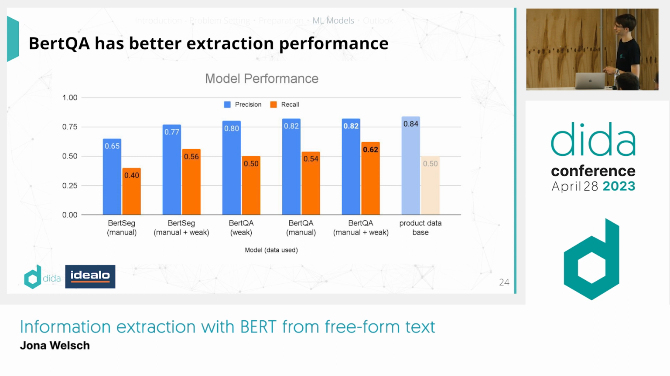Maybe look at the numbers here to the right. The numbers here to the right are not an actual machine learning model, but these are the scores that we get when we use our matching procedure we use to create the automatic labels, and compare this with what our manual labelers did. And that shows, okay, the recall of 0.5 just means our labels found a lot more values in these texts than we have in the product catalog.